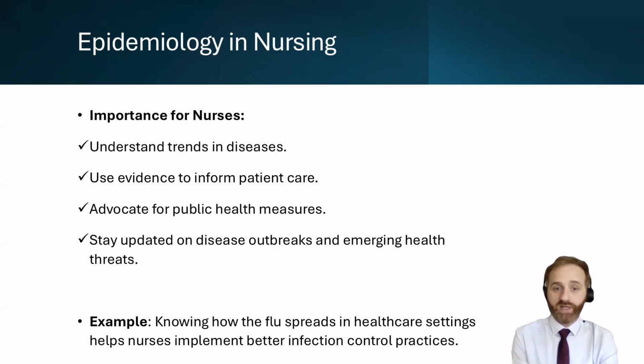We could also advocate for public health measures to be taken, such as community intervention or public health intervention. Also, we stay updated on diseases, outbreaks, and emerging health threats. So these are the main implications of epidemiology for nurses, and why we need to keep them in mind. As an example, knowing how the flu spreads in healthcare settings helps nurses implement better infection control practices.